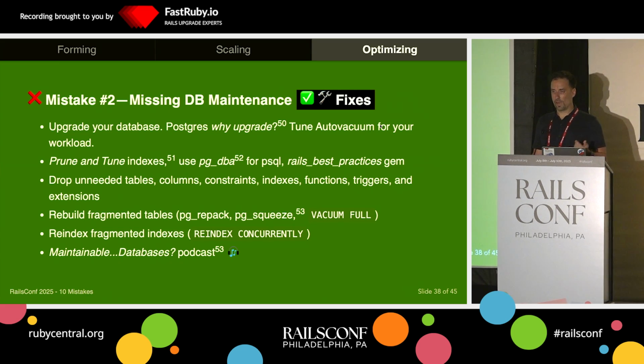And then for heavily fragmented or bloated tables and indexes, we can rebuild those tables and remove that bloat from those no longer referenced row versions. And the same thing for indexes. In Postgres, we can reindex, and we can do that concurrently. I spoke on the Maintainable podcast about how to maintain our databases sort of like our applications. A lot of us are probably familiar with application maintenance tasks. We can apply some of that thinking to our databases.